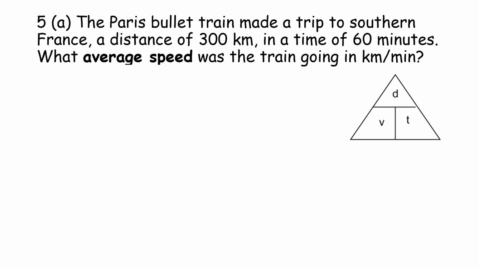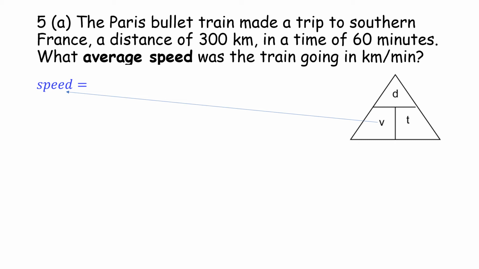Question number 5 had two parts, so I'm going to break them into a part A and a part B. The Paris bullet train made a trip to southern France, a distance of 300 kilometers, in a time of 60 minutes. What average speed was the train going in kilometers per minute? You could argue that 300 kilometers is a displacement since it says that it's going to southern France, but seeing as it asks for speed, we don't need displacement, and so there is no need to designate the 300 as negative, because for distance, it doesn't matter which direction.